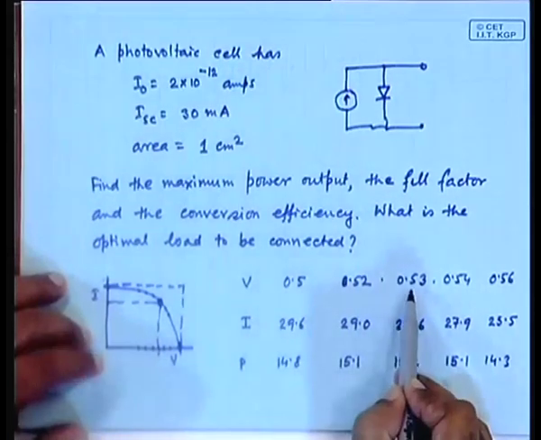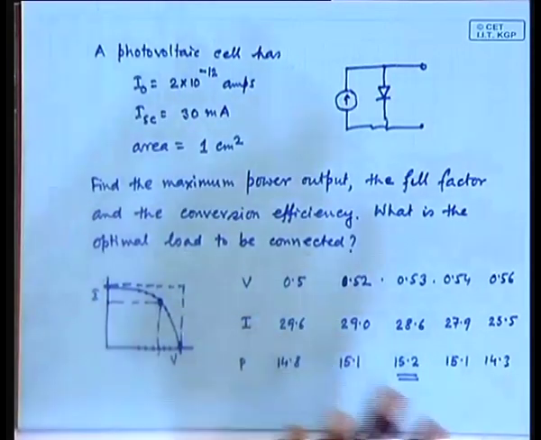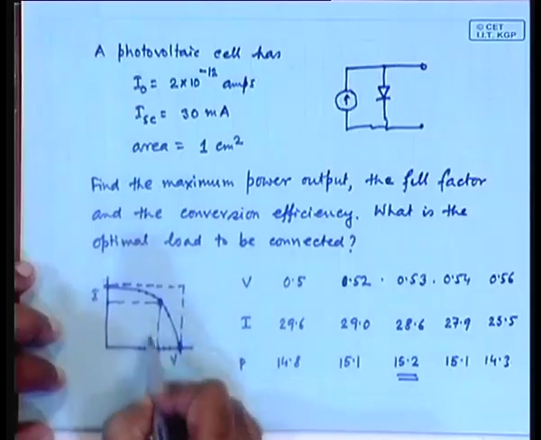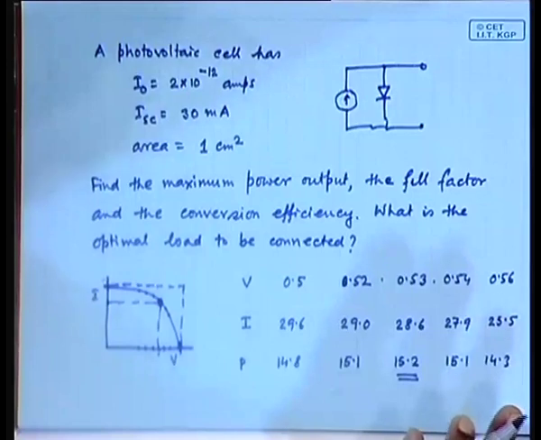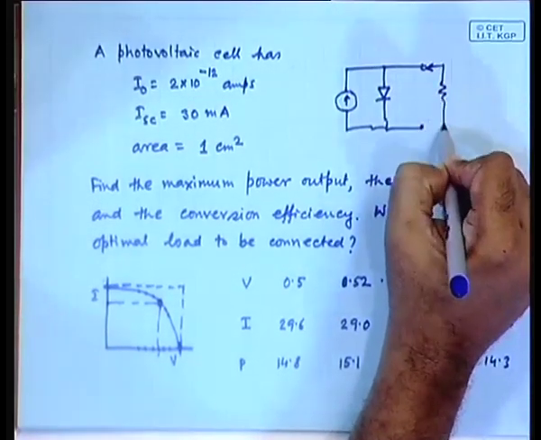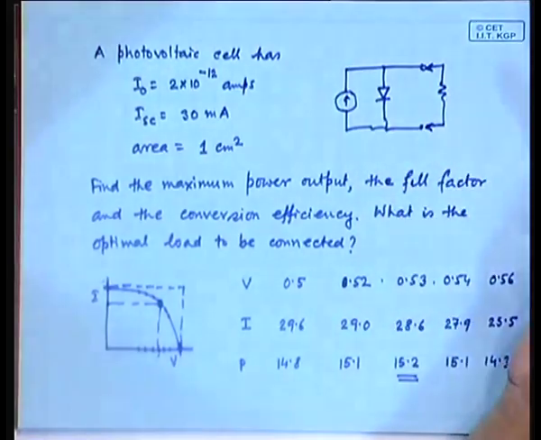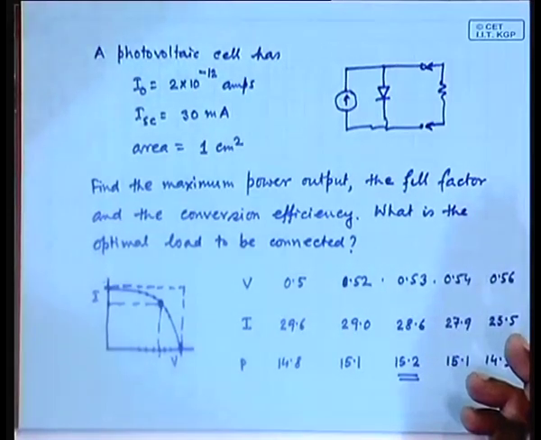So, you know that you need this value of the voltage and this value of the current. So, here is the voltage, here is the current. Now, you can calculate the fill factor. Fill factor is nothing but this area divided by this area. Fine. What is the optimal value of resistance you need to connect? Resistance is nothing but voltage by current. So, here is a voltage, here is a current, and here is the resistance you have connected. You know the voltage, you know the current, divide that, you get the resistance. Optimally, that is the resistance you have to connect in order to get the maximum power output.